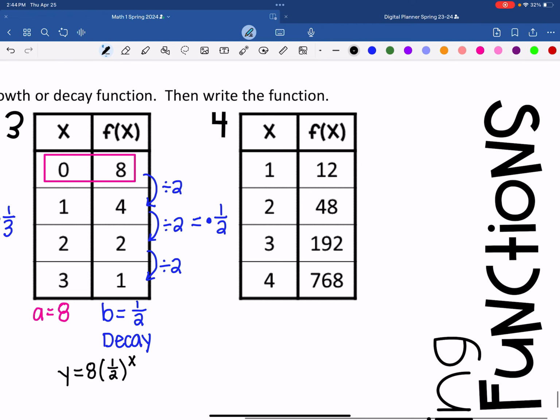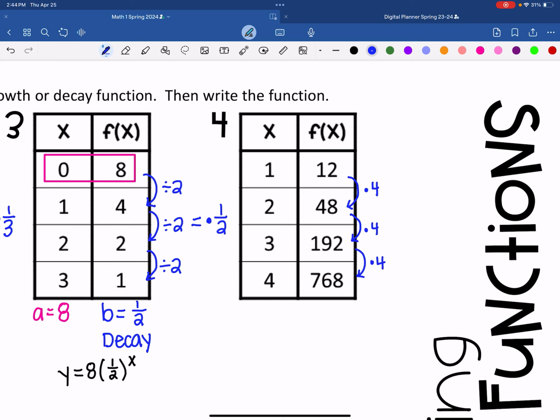All right, so for number 4, if you notice in number 4, we do not have an x value of 0. So let's look at the b value first. So I see to get from 12 to 48, we're multiplying by 4. And then 48 to 192 is times 4, and then 192 to 768 is times 4.